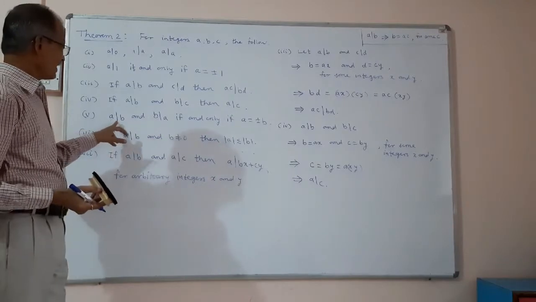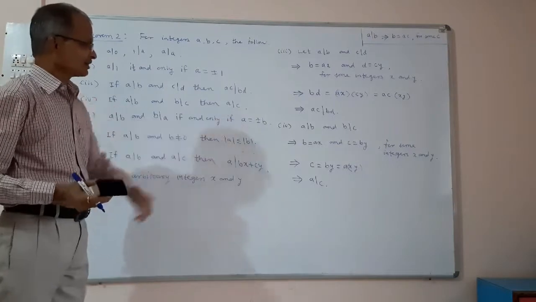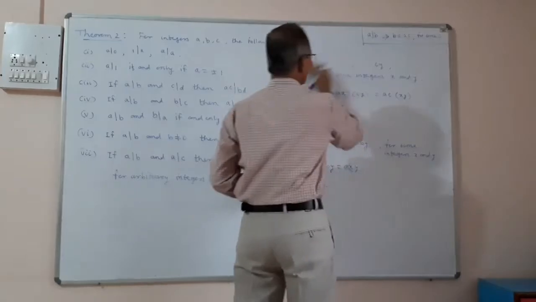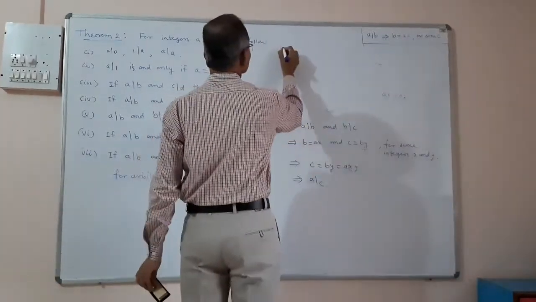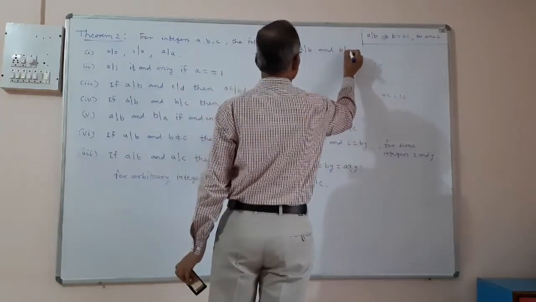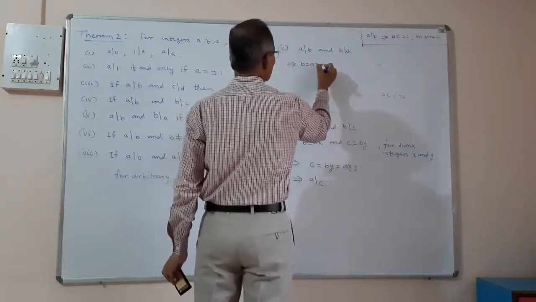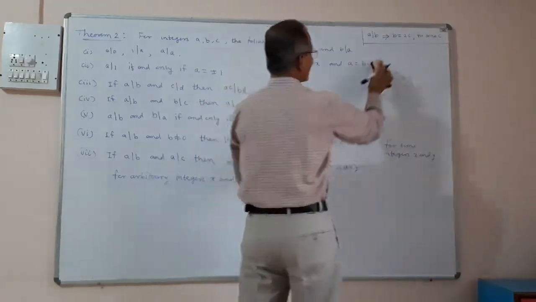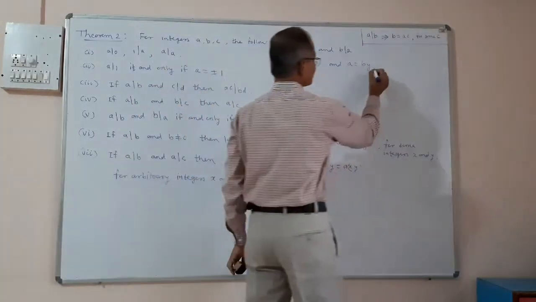Now the fifth, A divides B and B divides A. They both divide each other. Then they must be equal, or there is a negative sign. A is equal to B or A is equal to minus B. That is the fifth result. A divides B and B divides A. So what does this imply? B is equal to AX and A is equal to BY. We are only applying the definition, for some integers X and Y.